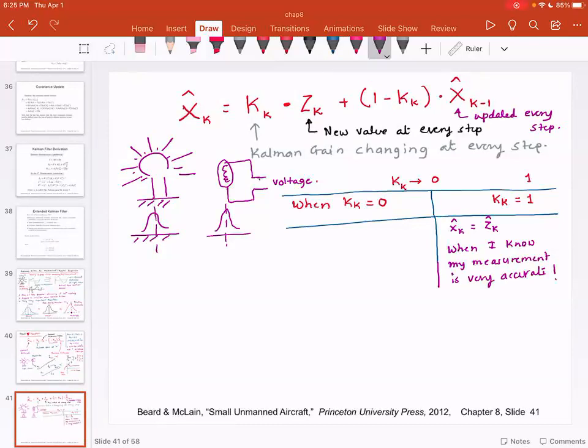So if Kk is 1, I want you to look at the heart equation, and I'm going to draw a heart here because this is the equation that is at the heart of the Kalman filter. At this heart equation, you will notice Kk is equal to 1 when I know my measurement is very accurate, and I do not trust my old estimate, which is x hat k minus 1. And this is zk.